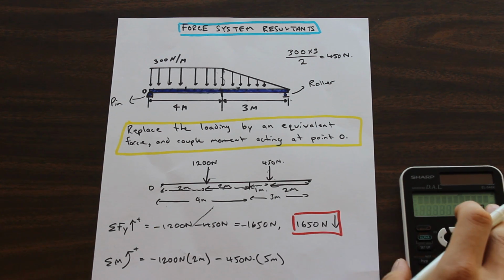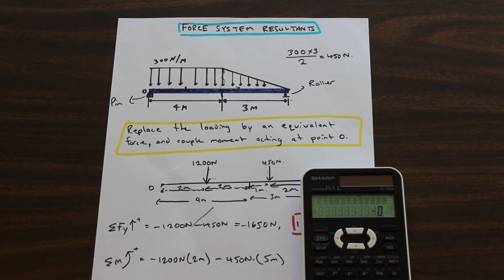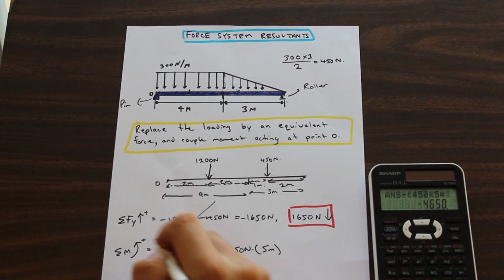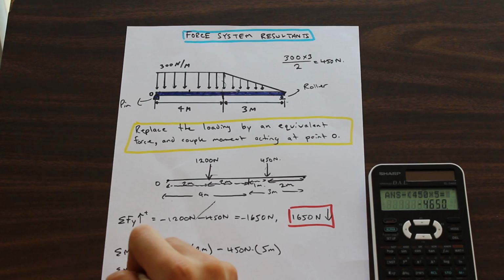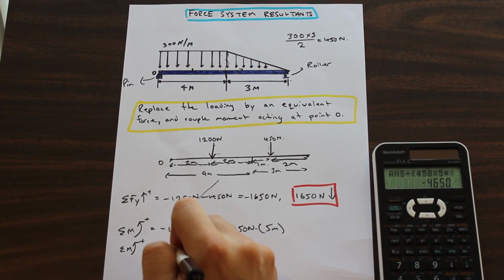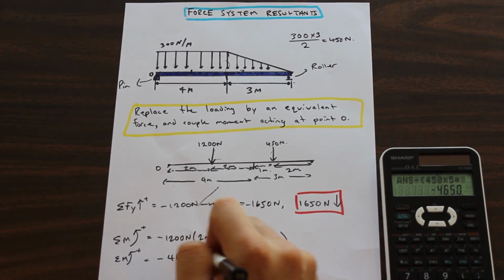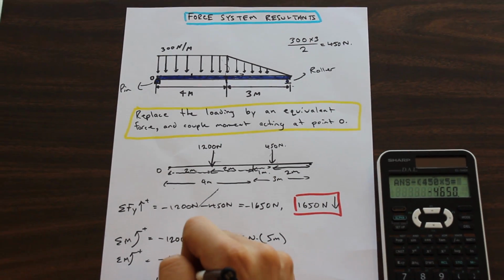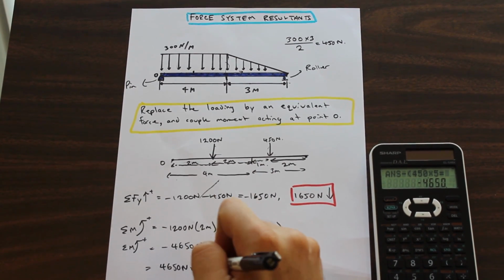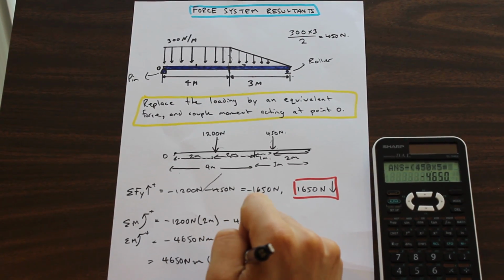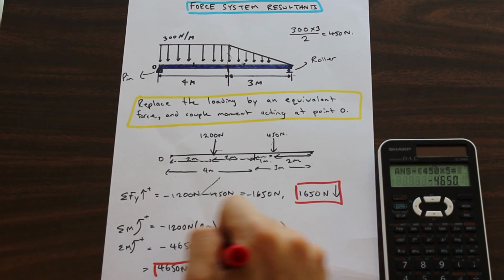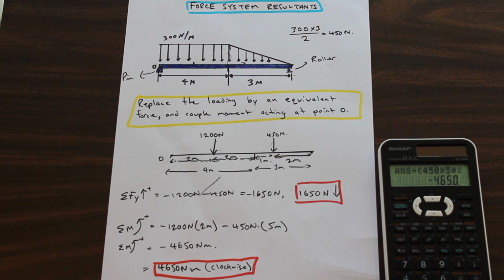And what's that going to give us? We have negative 1200 times 2 minus 450 times 5, which gives the sum of the moments, negative 4,650 newton meters, or we can say it is 4,650 newton meters in the clockwise direction. And that's it, we're done. That's what we've arrived at for our final answer.